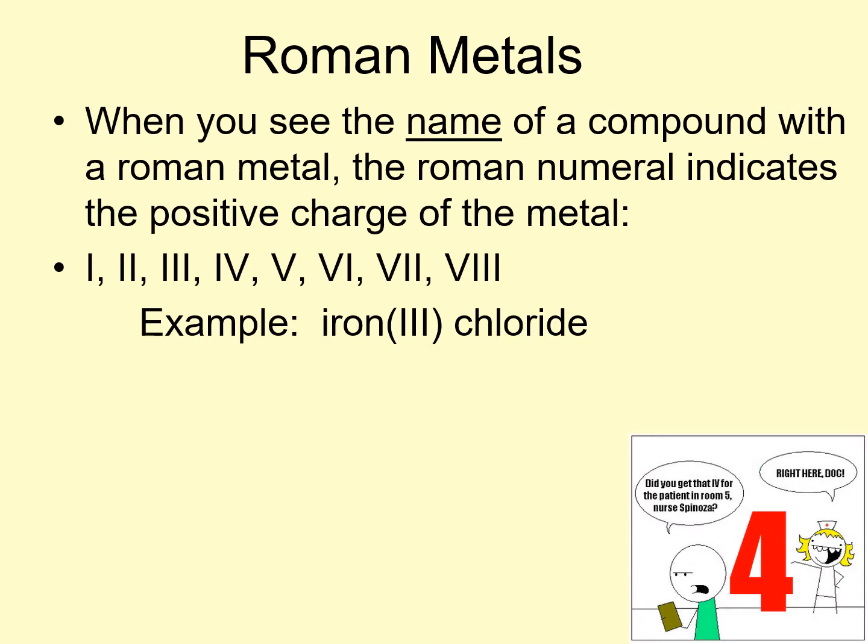Okay. Roman metals then are the ones that don't always form the same charge. Now they're metals, so it's always going to be positive. So they maybe lose 2, maybe lose 3, maybe lose 4 electrons. And so we use a Roman numeral in the name of the compound to tell you how many electrons were lost. So 1 electron lost is a Roman numeral 1. 2 is 2. Plus 3, plus 4, plus 5, 6, 7, and 8. Since these are metals, these will always be positive charges. So here's a name, iron 3 chloride. That means that the iron has a plus 3 charge.